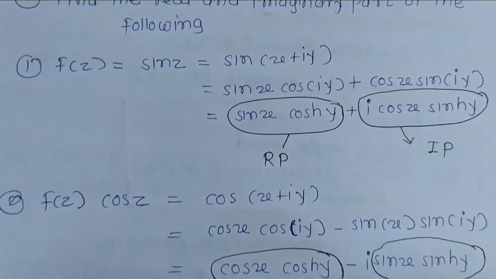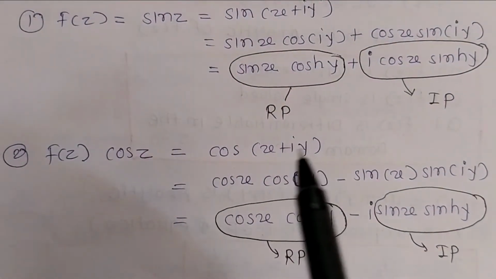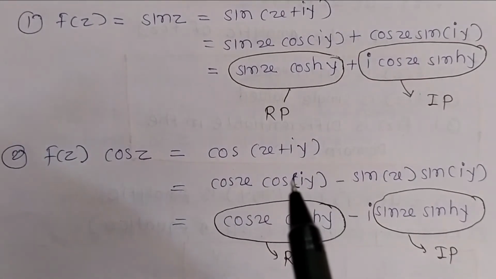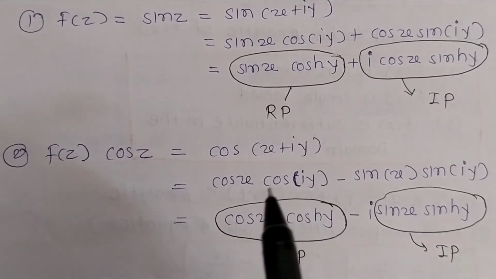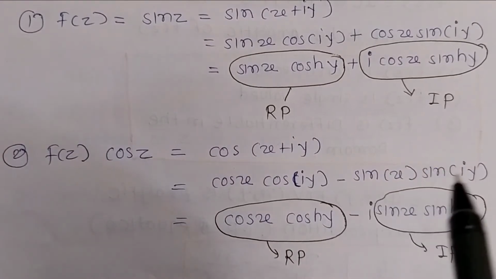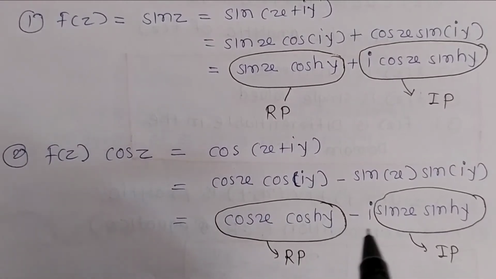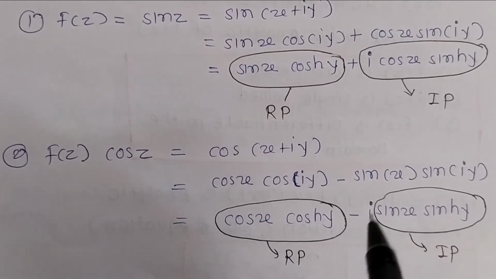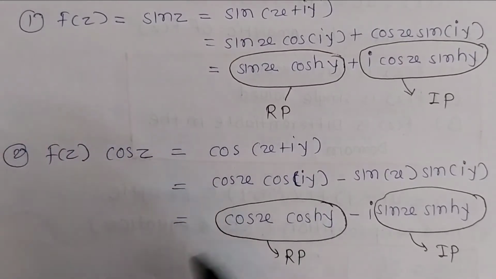Okay. So next example, f of z is cos z is equal to cos(x plus iy). So in the form of cos a into cos b minus sin a into sin b. So cos x into cos iy minus sin x and sin iy. So cos x cos iy is cosh y, minus sin x as it is, and sin iy is i into sinh y. So this one is the imaginary part and this one is a real part.